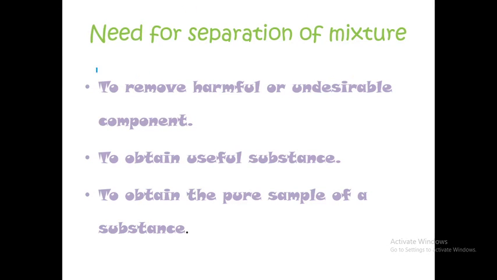Moving on to the need of separation, like we have separated water from salt. So what is the need? Why do we need to separate mixtures? Now the first reason is to remove harmful or undesirable components.